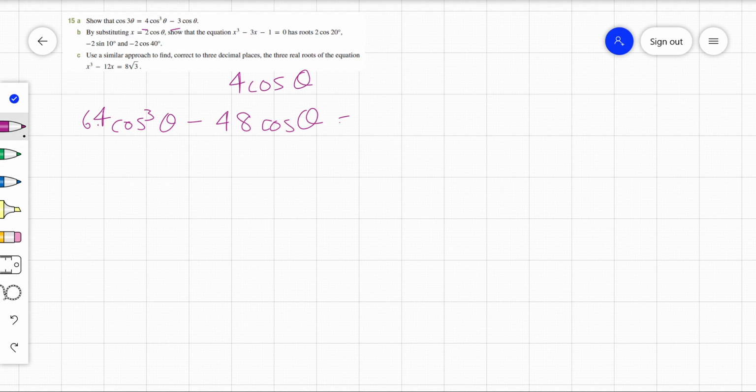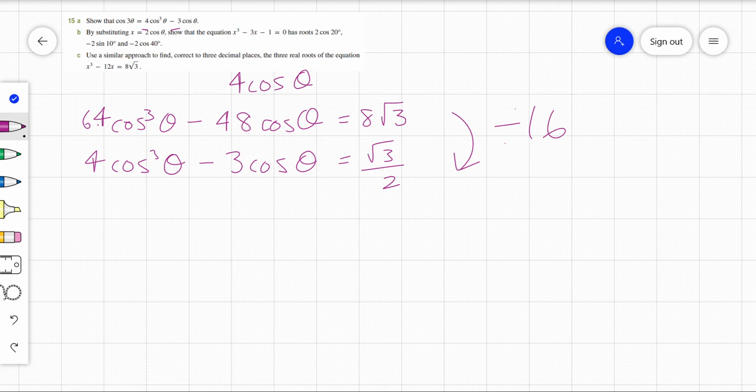So we've got it equals 8 root 3. And clearly I want 4 cos cubed theta, so I've got to divide everything by 16. That'll get me the 3 cos theta, and if I divide by 16, that'll get me root 3 on 2. So from there to there, I'm dividing by 16. Alright, so I should have really said let x equal 4 cos theta. I just had to figure out what I could sub in to get the ratio that I wanted, because I know I want to substitute in for this part cos 3 theta.